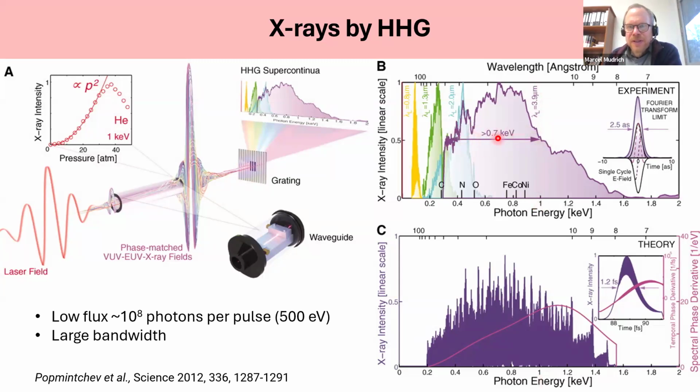Very broad spectrum, but at very low pulse energies or photon flux. We're talking about 10 to the 8 photons per pulse at half a keV. But nevertheless, this is an interesting and promising process for producing these short X-ray or soft X-ray pulses.